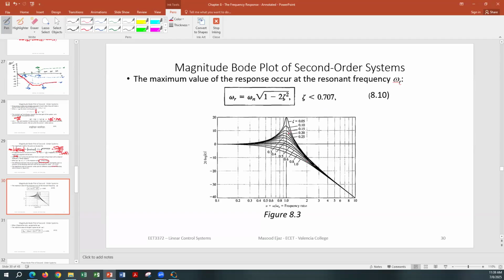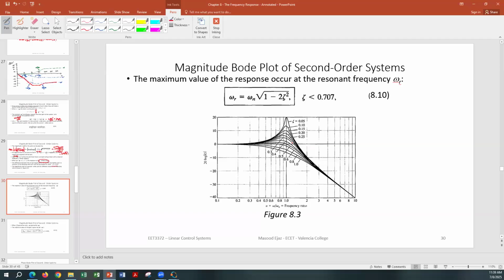So this is what's going to happen at omega n. This is u basically. u is equal to 1. And the peak value, as you can see, as zeta becomes smaller and smaller, the peak is increasing. As we know, the zeta value controls the peak value. As the damping ratio becomes smaller, your peak increases. As the damping ratio becomes larger, it starts going down towards your overdamped system. So the peak starts getting smaller and smaller.